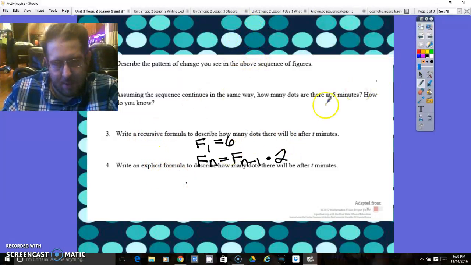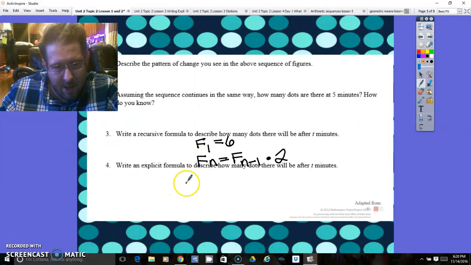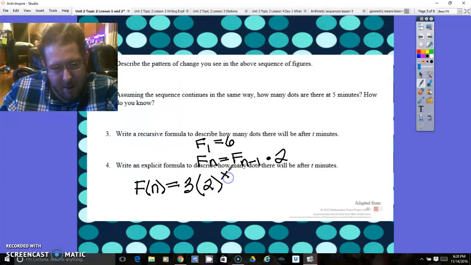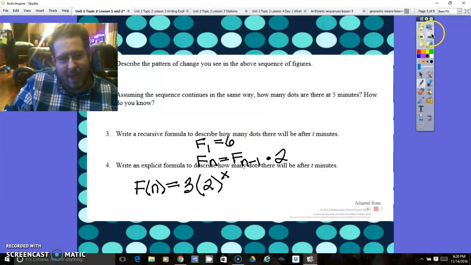So the explicit formula in this case would be starting points, which it began at 3 dots. You could say f of n is equal to 3 dots times a pattern of 2 to the x power. All right, so that's not the only way you could have written it. You could have written it using any starting point.